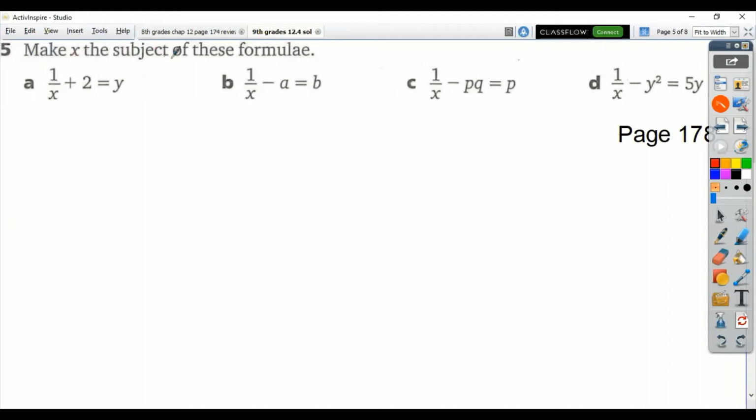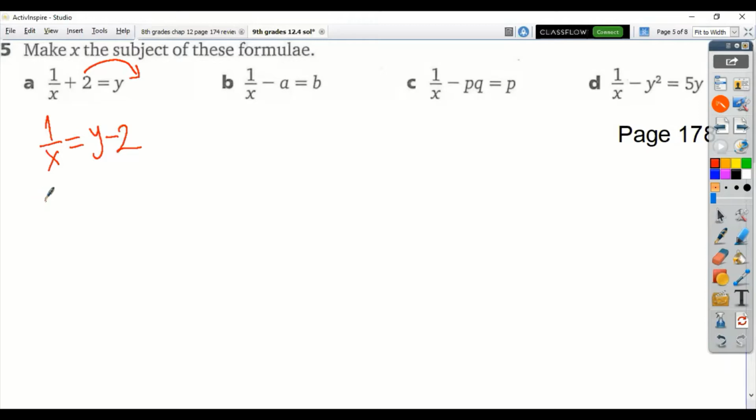Make x the subject of these formulae. Now, how to do it? We need to isolate x. So the multiplicative inverse of x, 1 over x, is given here. It's increased by 2, so we should start by sending 2 to the other side. So 1 over x equals y minus 2.